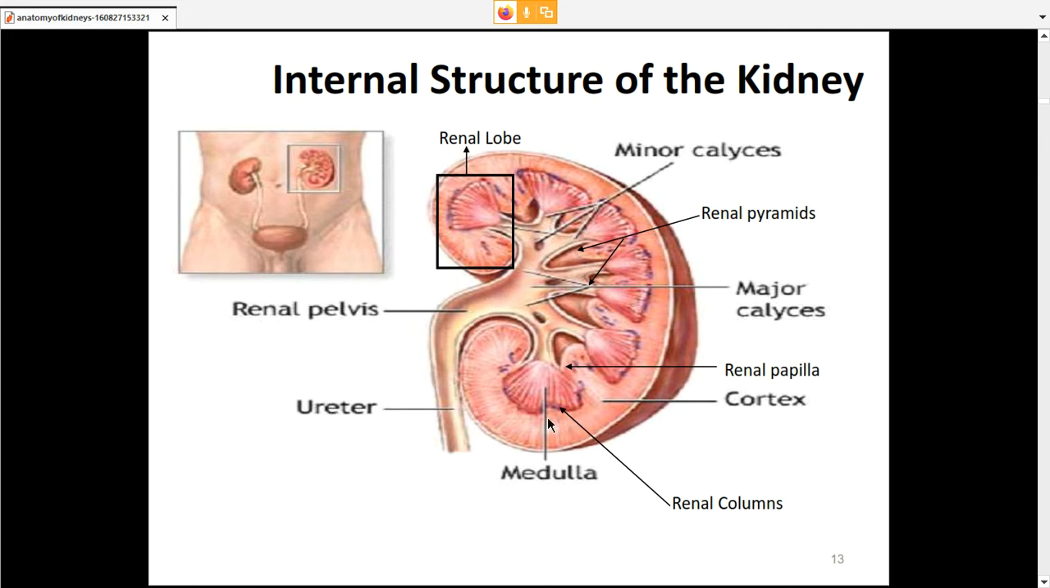Understood? First, you remember in the medullary region, we can identify triangular structures called renal columns. Renal columns open into minor calyces, small pipe-like structures called minor calyces. Minor calyces join with each other and form major calyces. Major calyces open into the renal pelvis. So that is the structure which we can identify in the interior of the kidney.